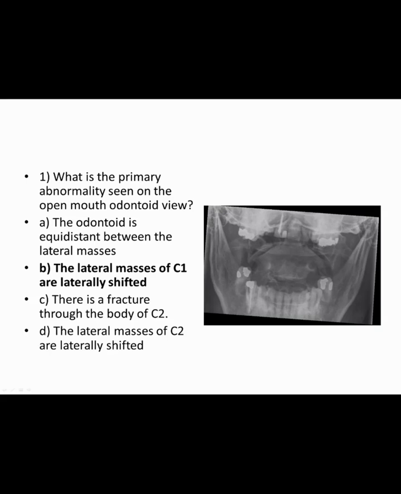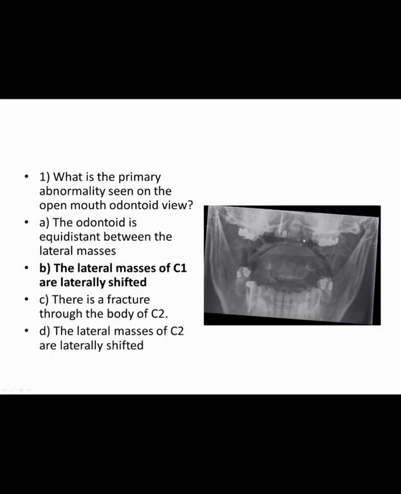This brings us to question 1. What is the primary abnormality seen on the open mouth odontoid view? If we assess our alignment here, we can see that the odontoid process is not equidistant between these lateral masses of C1. Additionally, if we trace the lateral margin of the lateral mass of C1, it is not in proper alignment with the superior articular facet of C2. So what we know is that the lateral masses of C1 have now laterally shifted.